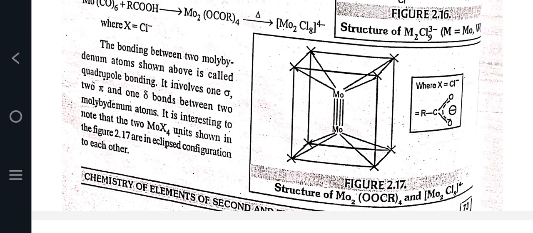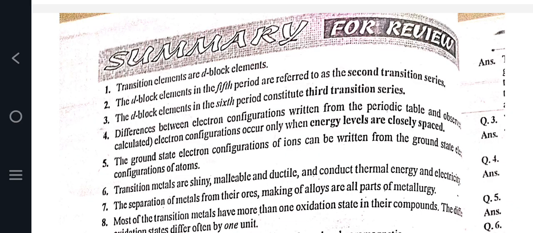The bonding between the two molybdenum atoms shown above is called quadruple bonding. It involves 1 sigma bond, 2 pi bonds and 1 delta bond between the two molybdenum atoms. It is interesting to note that the two MoX4 units shown in figure 2.17 are in an eclipsed configuration of each other. Overall summary of the chapter.